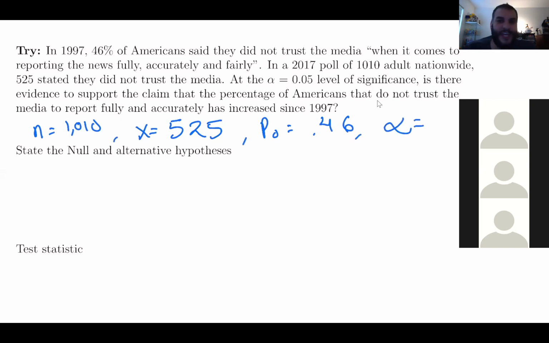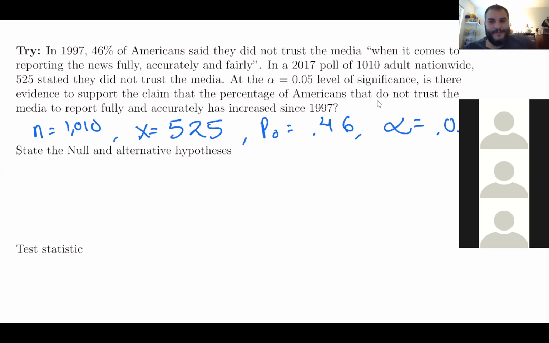Also for this one, do they give me an alpha? 0.05. Yes. All right, so for this one, we get n is equal to 1010, x is equal to 525, p naught is equal to 0.46, and lastly, alpha is equal to 0.05. Everybody good so far with those four things noted?